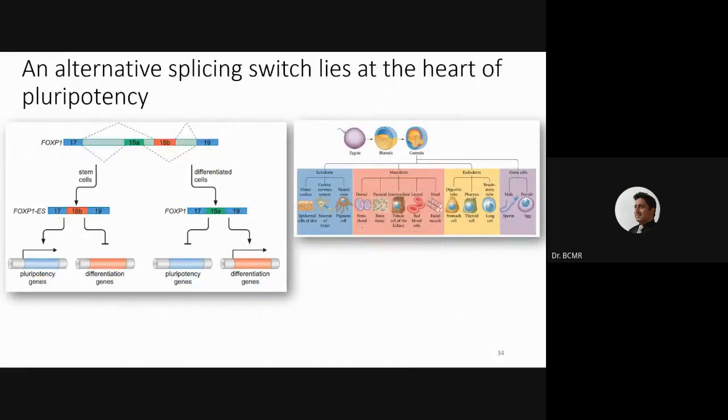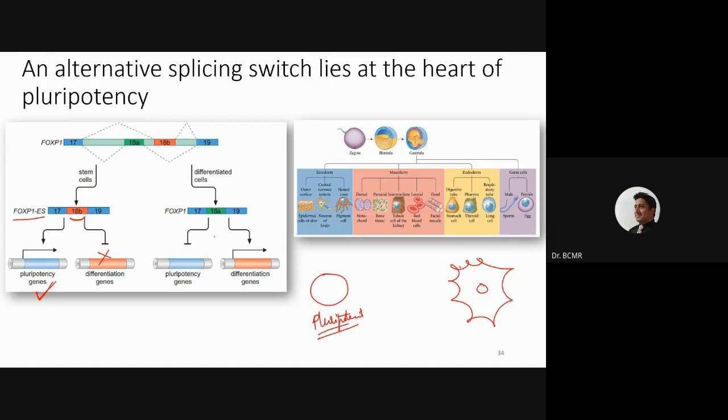I hope you have enough introduction to what it is. Now I'm telling you this. You have embryonic stem cell or ICM, which is pluripotent, and it has to form some functional cell. If FOXP1-ES, which includes the 18B, is produced, then it will allow the production of pluripotency genes and suppress the differentiation genes. So the cell will remain pluripotent.